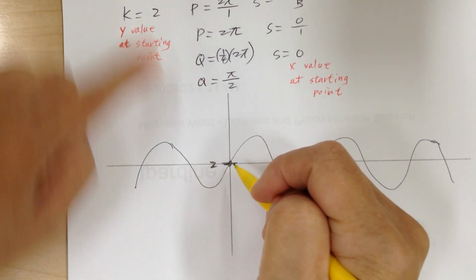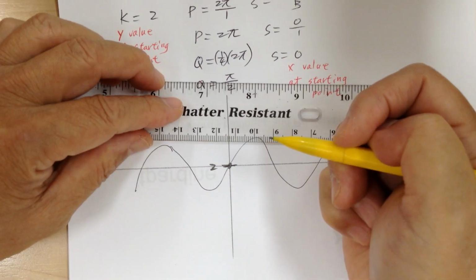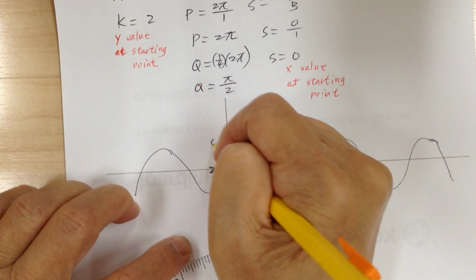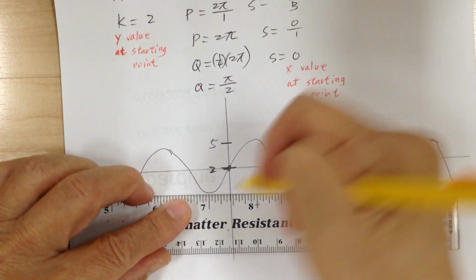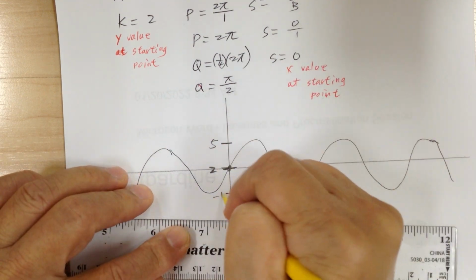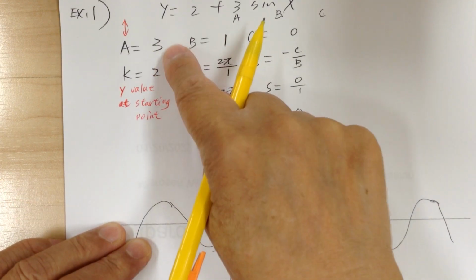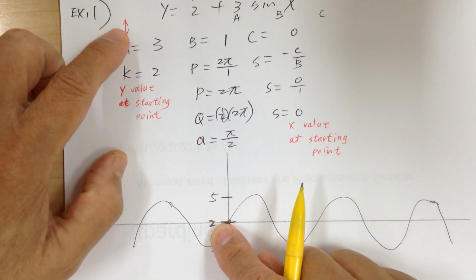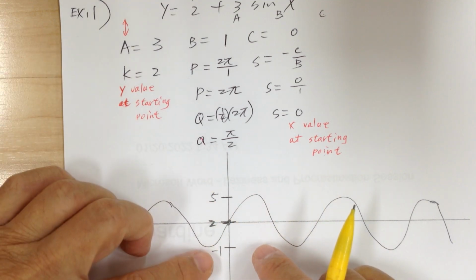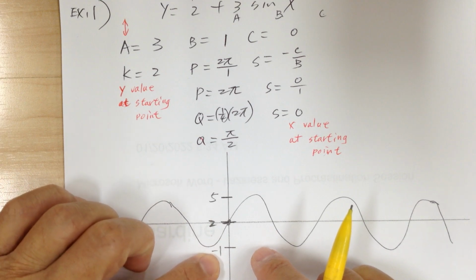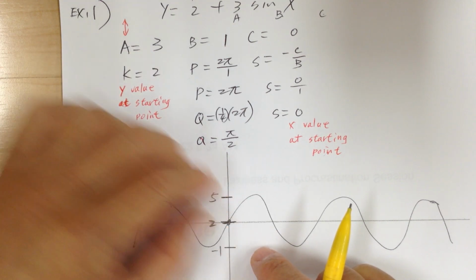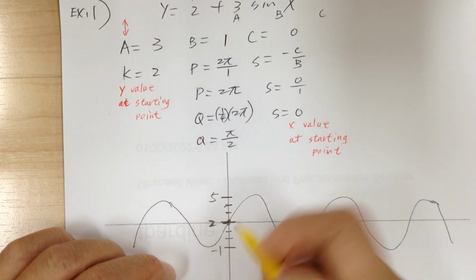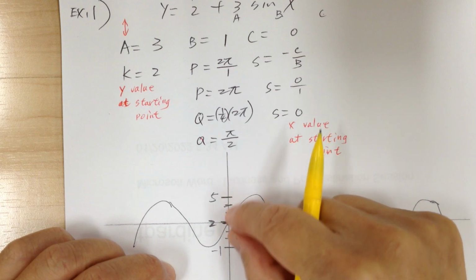Then the amplitude is 3, which means you have to go up 3. So that's the height over here. From here, if you go up 3, this would be 5, and when you go down 3, this would be negative 1. Again, a is how much you go up and down. The a also tells you how much to divide this: a equals 3 means you need to divide this into 3 sections.